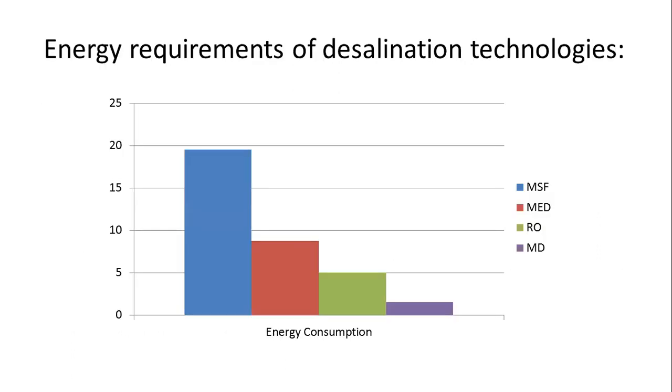This is a graph of the energy consumption and requirements for different desalination technologies. It is obvious that MSF and MED, which are the thermal desalination techniques, require a lot of heat, a lot of energy, while reverse osmosis or any membrane distillation process requires less energy. For this reason, it is important for us to start to develop membrane distillation techniques to be able to operate them with low energy, low cost, and less environmental impact as well.